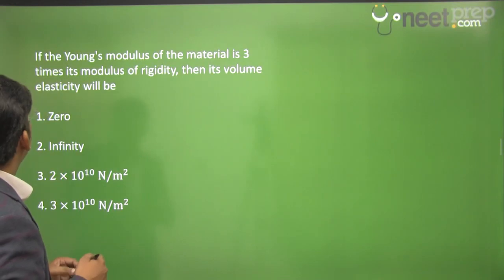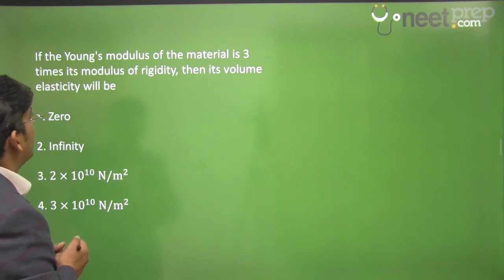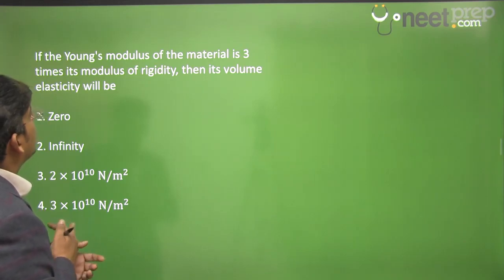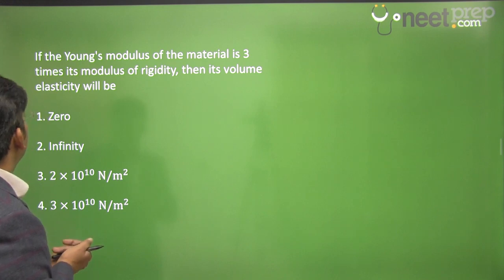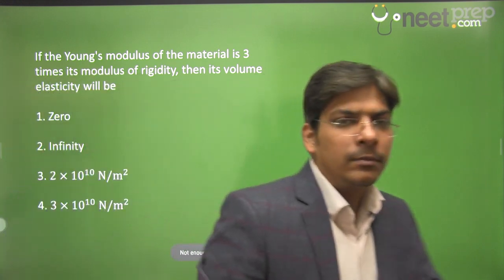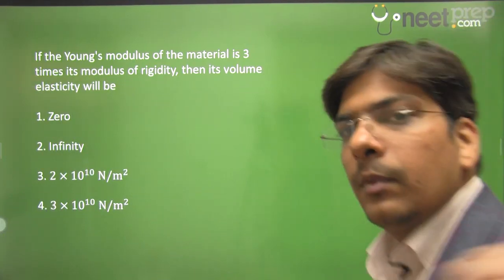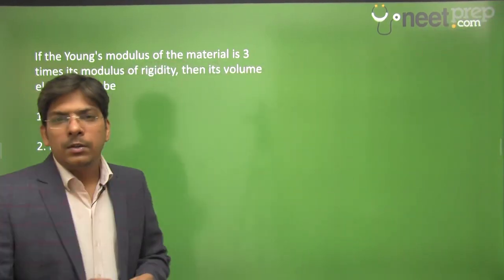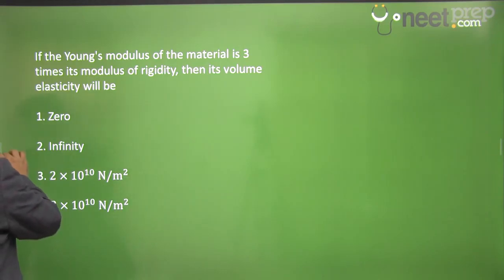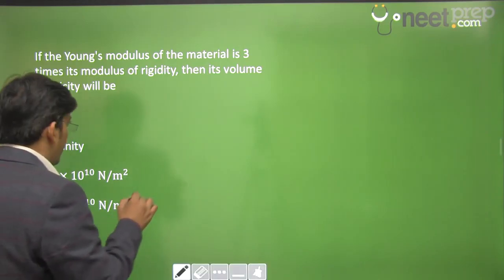If Young's modulus of the material is 3 times its modulus of rigidity, then its modulus of volume elasticity will be, stop. So let's see the next question. If the Young's modulus of the material is 3 times its modulus of rigidity, then its bulk modulus, volume elasticity, is basically, dear students, bulk modulus. Okay.